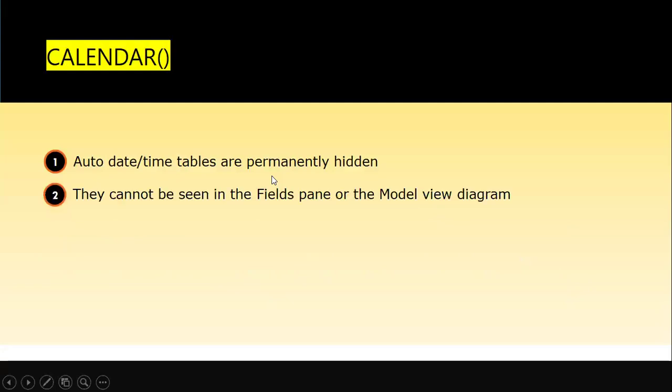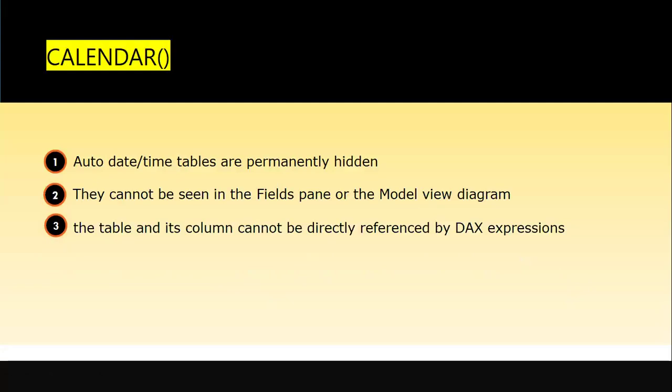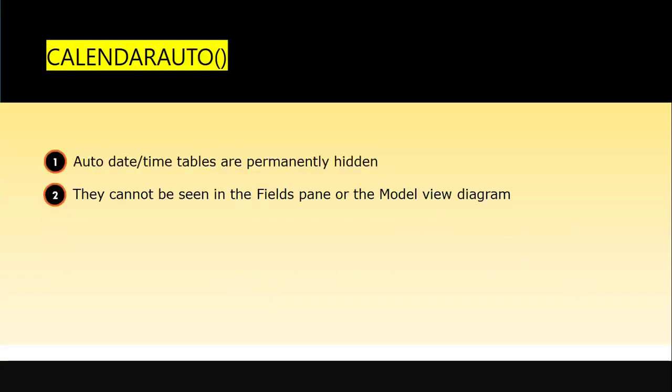This one I already discussed. So now remember, there are two approaches to create a date table: either you can use the calendar function or you can use the calendar auto function. Calendar auto is really, really powerful. See what happens in your model. Let's say you have 10 or 15 tables.